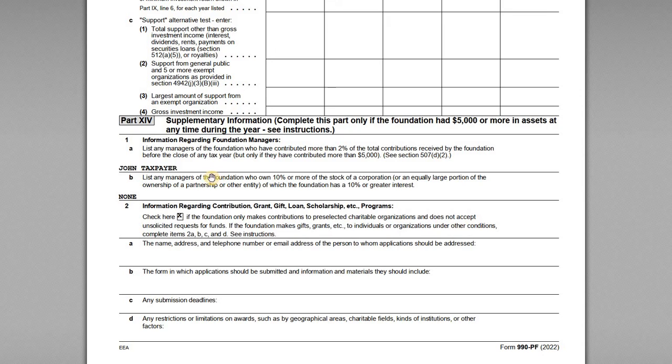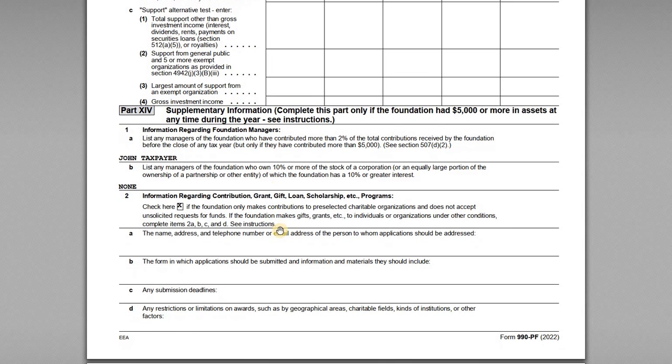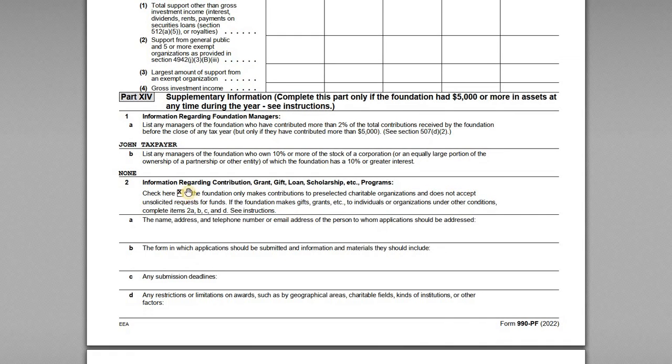And so we have to report information on the foundation managers. So we've listed managers of the foundation who have contributed more than 2% of the total contributions before the close of the tax year, but only if it was more than $5,000. So John Taxpayer certainly meets that standard.